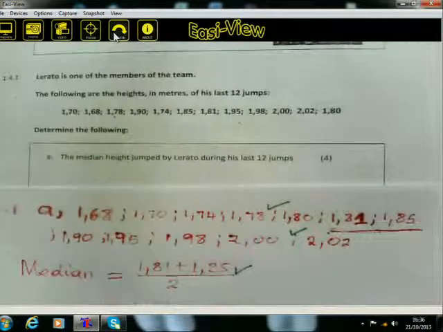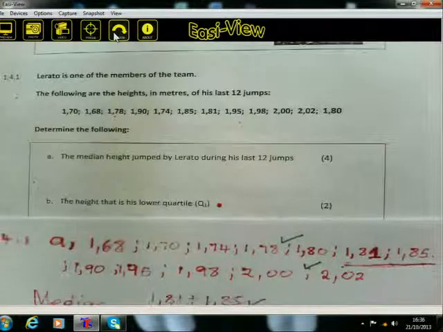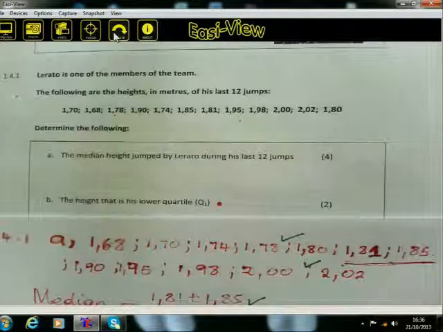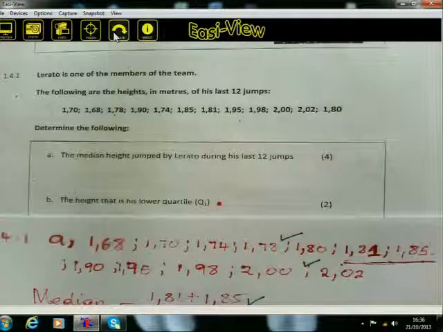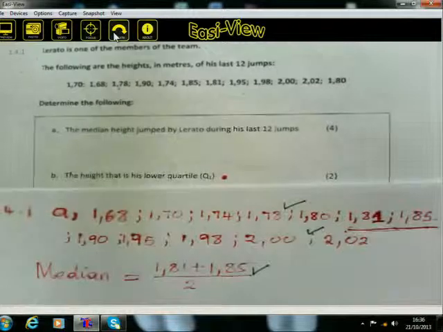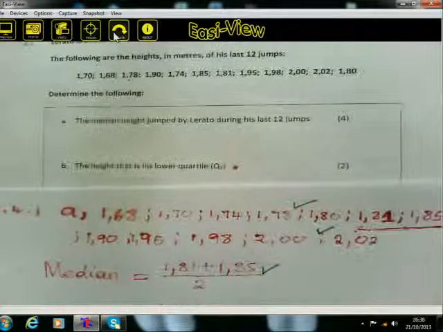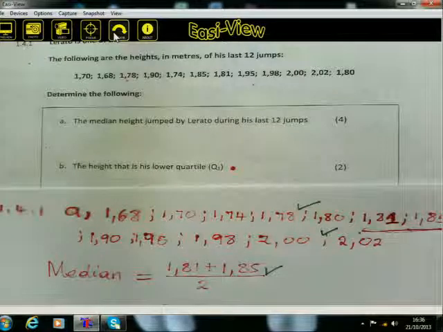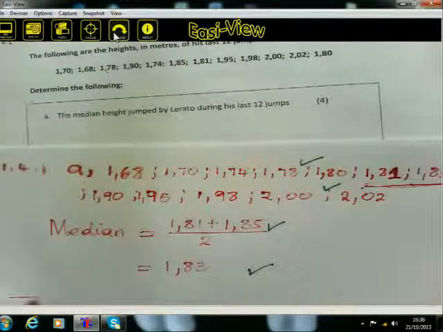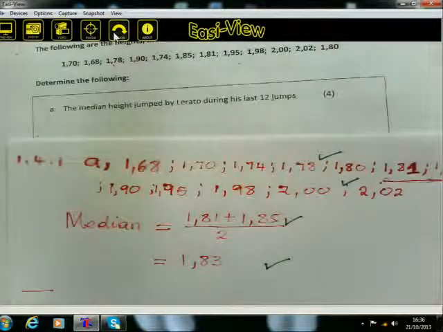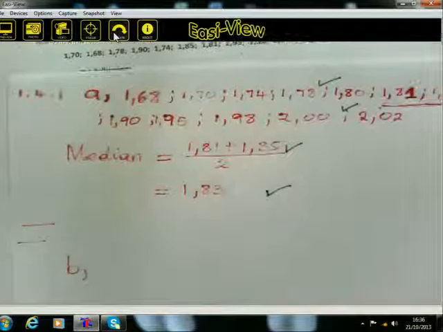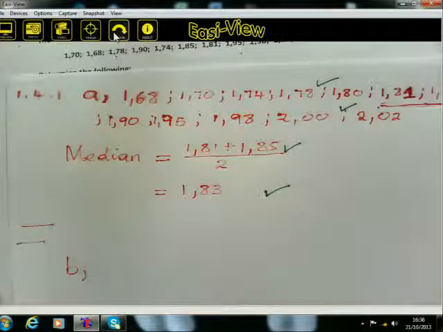Then now we go to question number B, whereby it says determine the height that is his lower quartile, which is Q1. Remember, I have told you that whenever you are answering another question, kindly skip a line, then you will write number B. Can you see? We are answering number B.